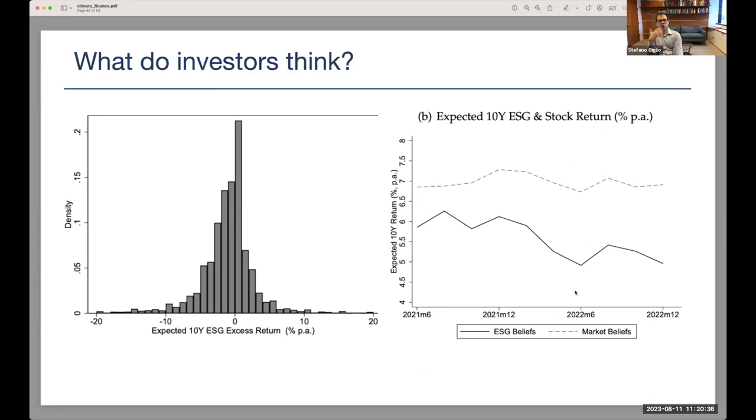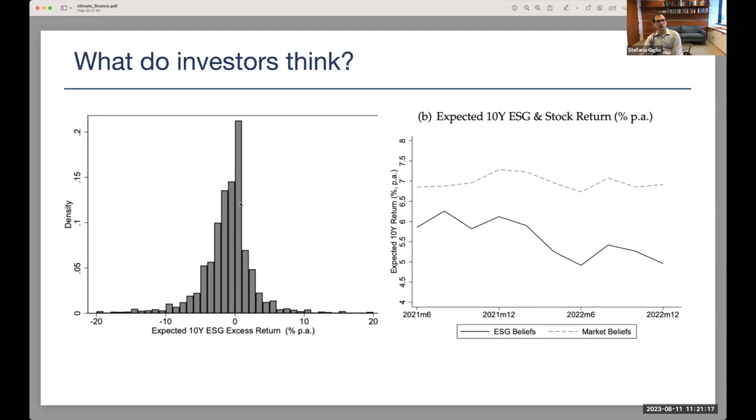They just ask them what they expect an ESG fund to yield, a return which is higher or lower than the market. They clearly perceive these funds as being different from the market. Presumably, the narrative would be that they're buying either because of some moral reasons or because they hedge with respect to climate risk. This is the distribution of their expected returns for this fund minus the market, right? So if you're on the right side, you think this fund in the long run is going to overperform the market. On the left side, you think it's going to underperform the market.